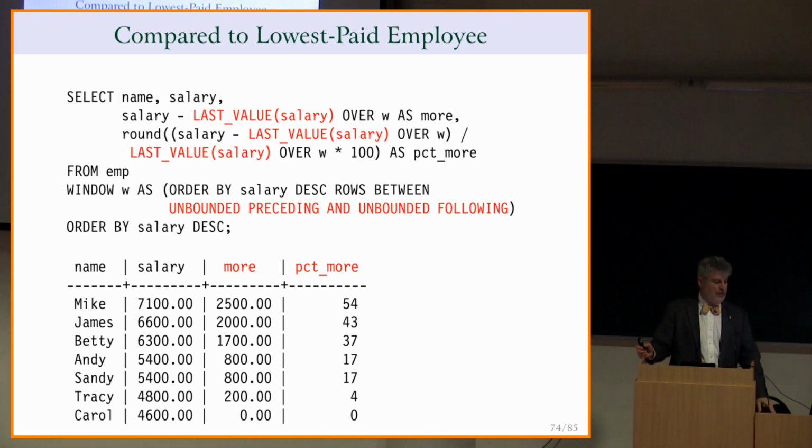You're seeing the total amount more than the lowest paid employee and the percentage more. And the way we're doing that is using last value. And we're also having to define a window frame that contains the entire set, so we can get to the last value in the partition. If not, we wouldn't be able to get to it. Make sense?